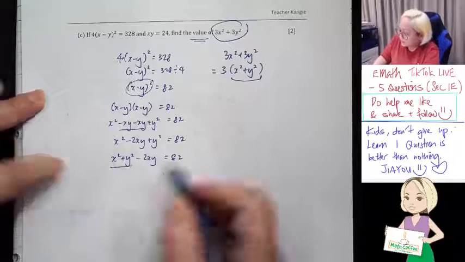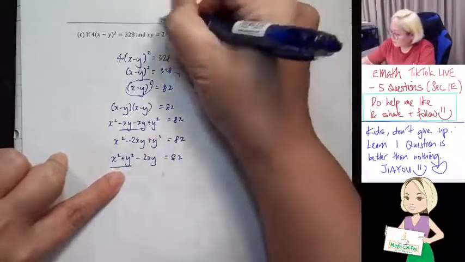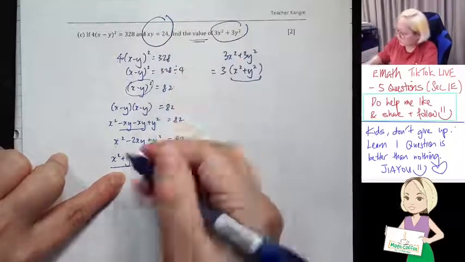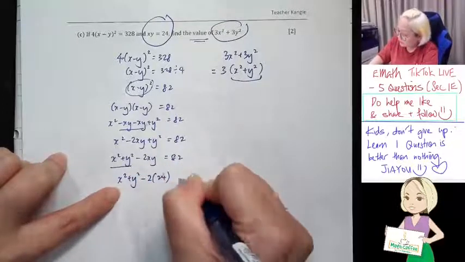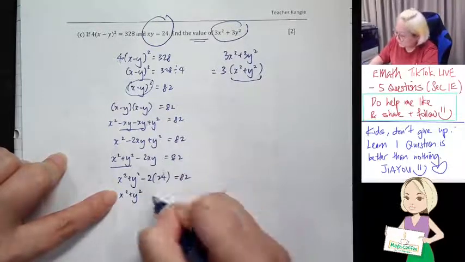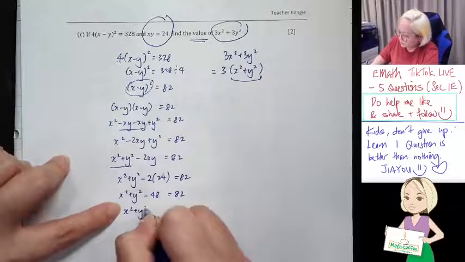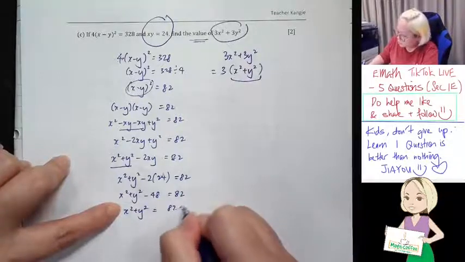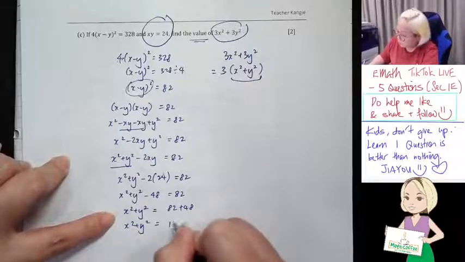So you see, my task is to find out this x squared plus y squared, but I don't know yet. But remember, from the question, they give me the value xy is 24. So I'm going to sub it in. That means x squared plus y squared minus 2 times 24 equals 82. So x squared plus y squared minus 48 equals 82. So x squared plus y squared is equal to 82 plus 48, which is 130.